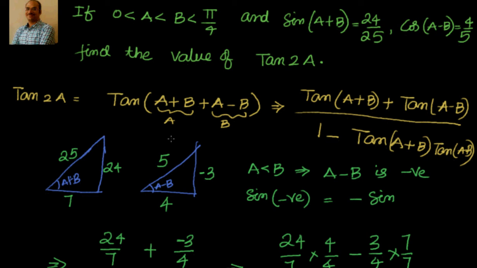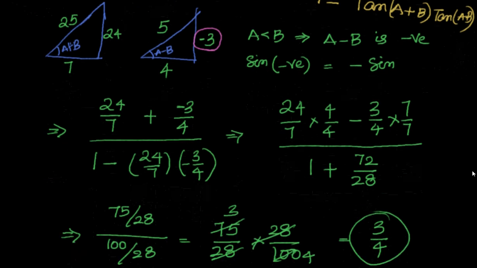Now the tricky part here is a less than b. So when you are going for a minus b, cos of negative is cos, but sin of negative is minus sin. So you will get minus 3 here. These two are crucial. If you are able to get it, then it is perfectly fine.